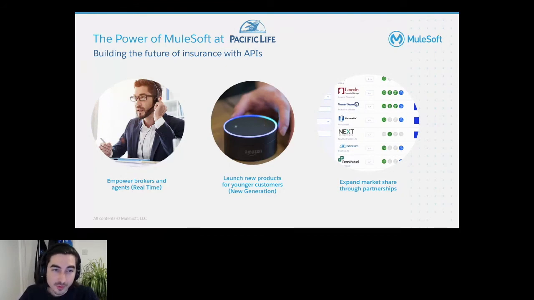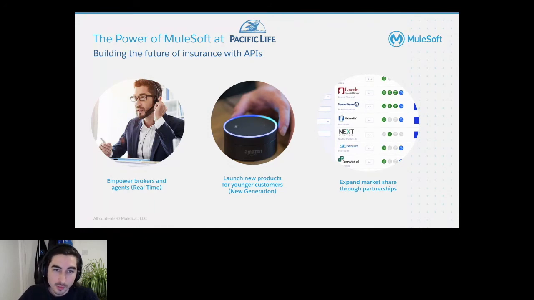The first one was to empower their brokers and agents to get real-time data. The second one was around how to attract younger people into using the service. That was with Alexa, one of the ideas. It could be Internet of Things, anything that can lure younger generation in and make their life more comfortable. And the third one was to expand the market share through partnerships. They were having issues integrating partners into their current system.